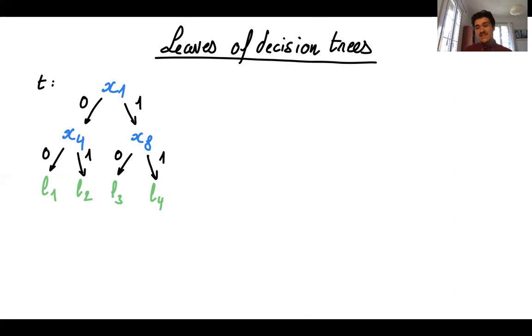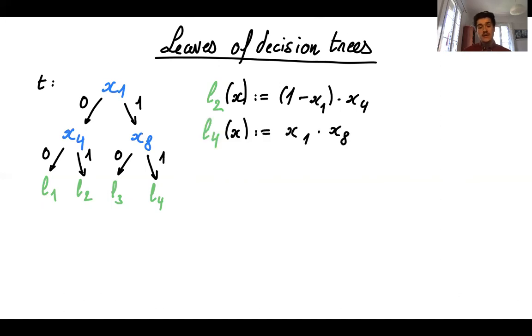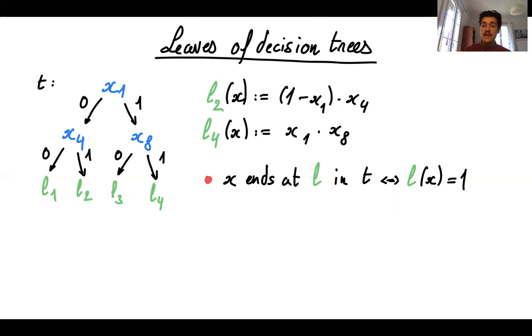And as such, we can see leaves as indicator functions that are actually filtering inputs. So for instance, L2 can be seen as the polynomial 1 minus x1, because to arrive at L2, you need x1 to be 0, and then multiplied with x4, because you need x4 to be 1. In the same vein, you would have L4 equals x1 times x8. This formulation is quite nice because if an input x ends at a leaf L in your decision tree, that's if and only if L of x is 1.